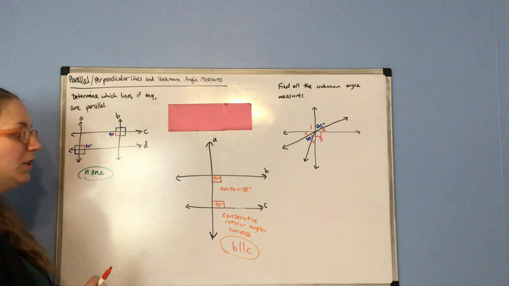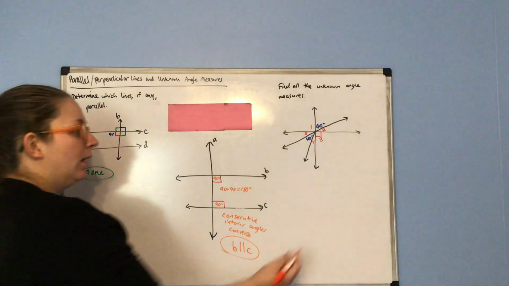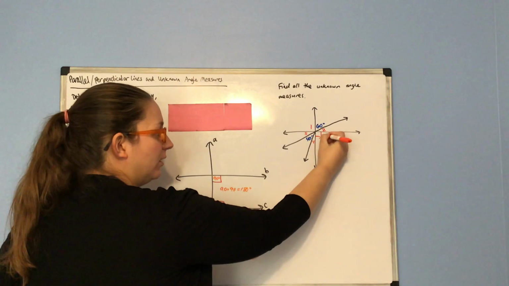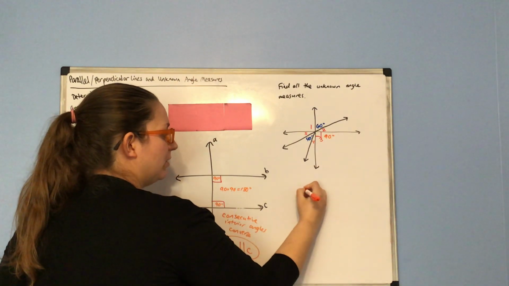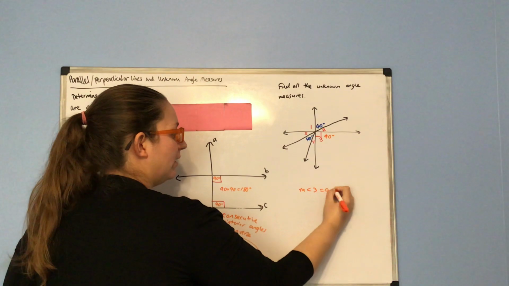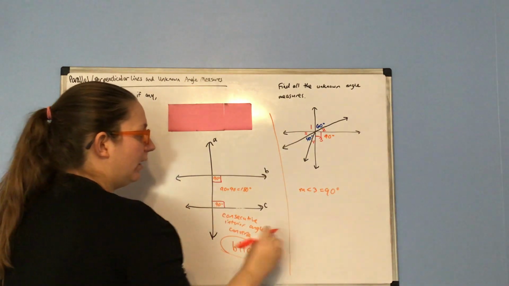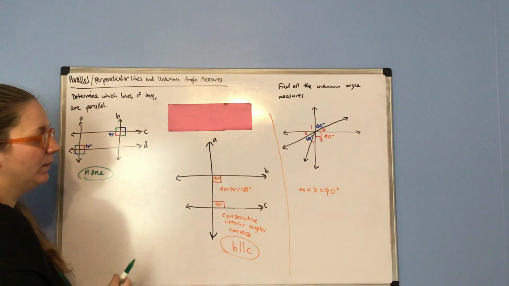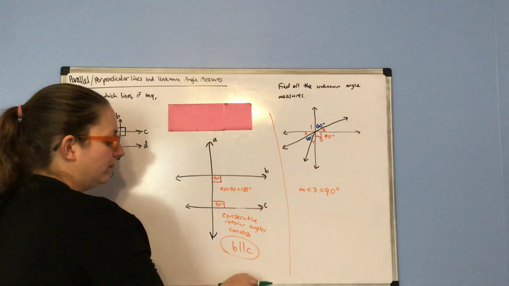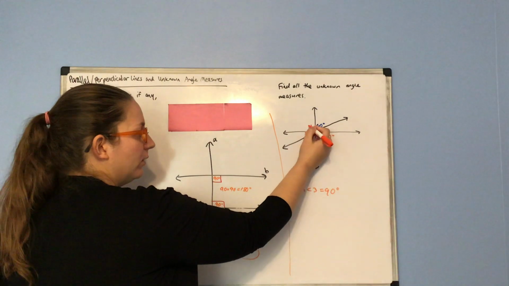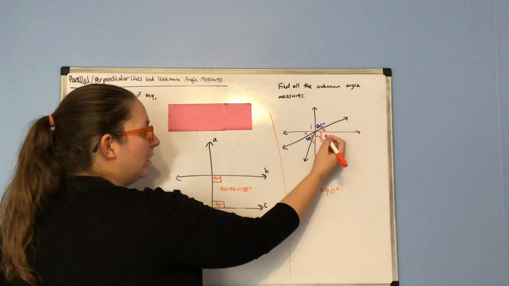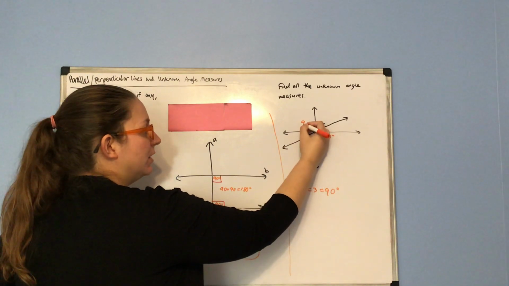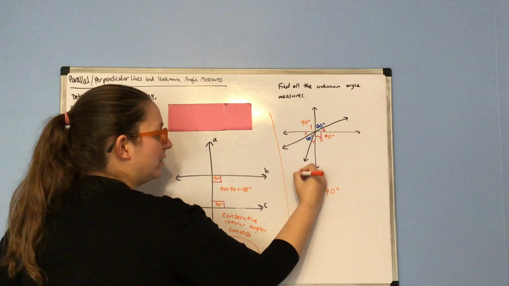I'm going to start with the obvious one, which is angle 3. Angle 3 is a right angle. All right angles are 90 degrees. So measure of angle 3 is going to be 90 degrees because it's a right angle. From there, angle 1 and angle 3 are vertical angles. Vertical angles are always congruent, so since angle 3 is 90 degrees, angle 1 is also 90 degrees.